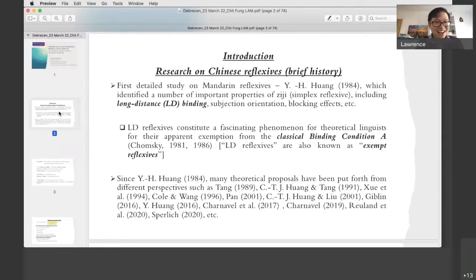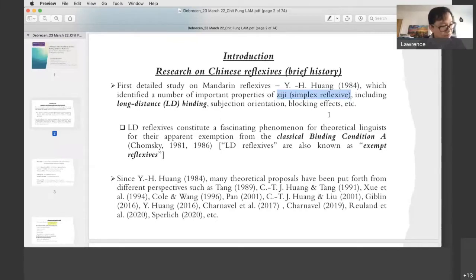I would say the Chinese reflexive is still one of the most widely researched topics in Chinese linguistics, and it is still very productive even up to the present day. Usually we attribute the first detailed study of the Chinese reflexives to Y.H. Wang, 1984. And he identified a number of really important properties, one of which is the long-distance binding of the simplex reflexive Ji. We'll talk a lot about this reflexive today.